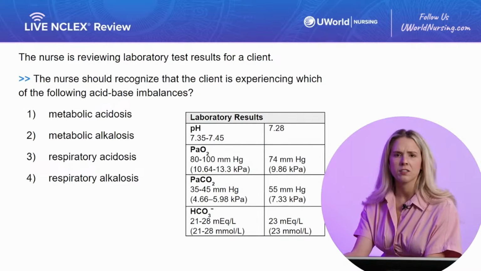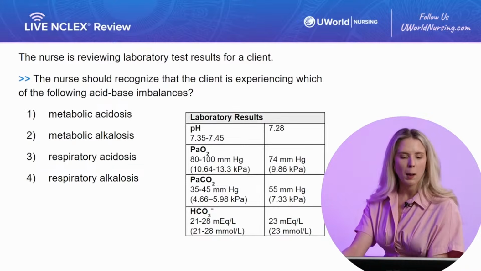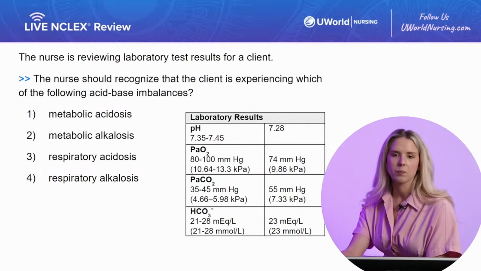But I don't think it asked you if it was compensated or uncompensated. I think it just asked you for respiratory acidosis. So option 3 was also our correct option. But most of you guys got that right. So way to go, you guys.